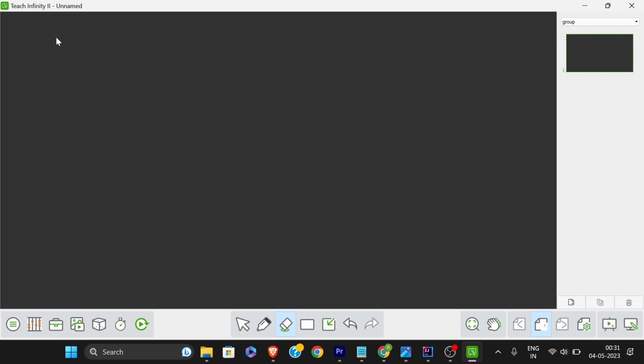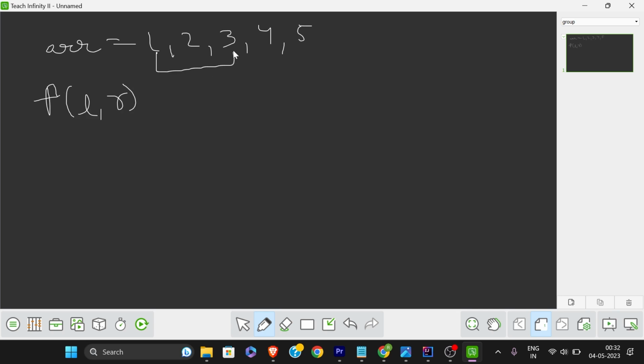So let's consider an array, the array is equal to 1 2 3 4 and 5. They are asking you to print the total number of unstable subarrays. Let's suppose we have the function of L and R, and let's suppose L is equal to 0 and R is equal to 2. So we just need to take up to this.